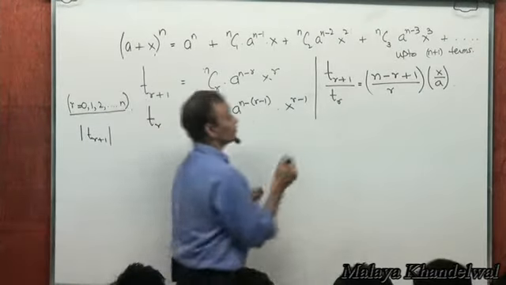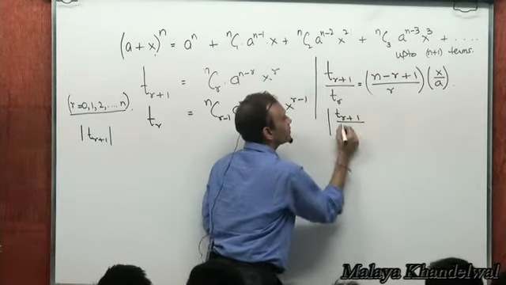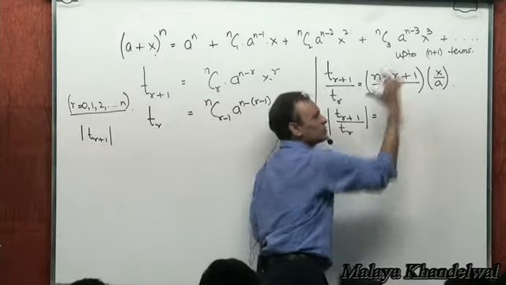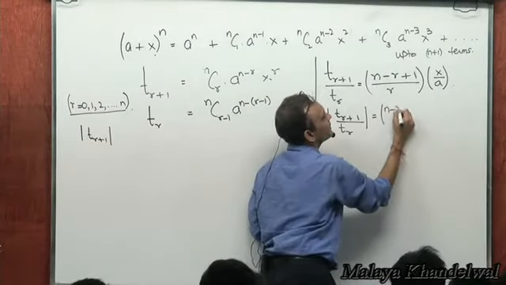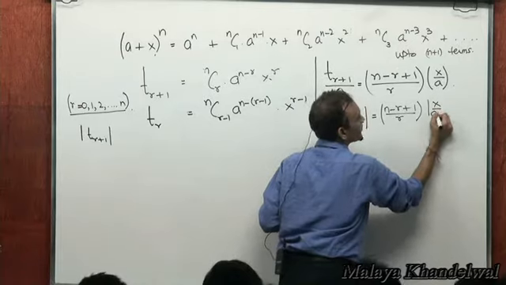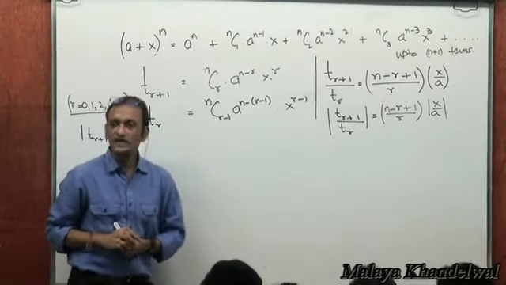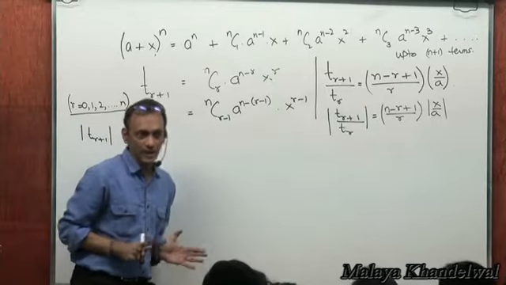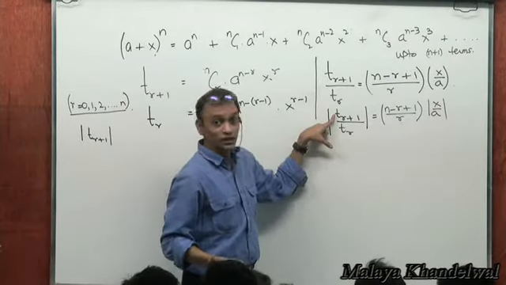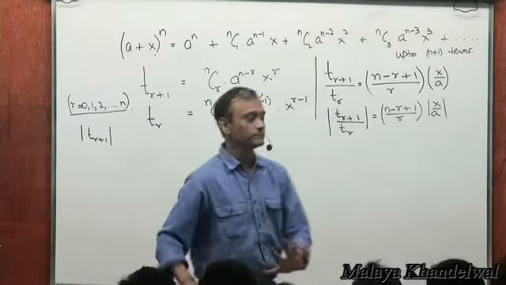When I talk of the numerical ratio of two terms, then mod T(r+1) by mod T(r). See, this anyway is positive, so this you can leave out, mod x by a. Yes, ratio of any term by previous term, numerical ratio of a term divided by its previous term would be this. Yes or no? Right?